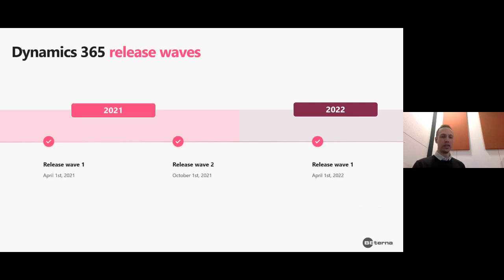So if we start with what these Dynamics 365 release waves are and why they are called release waves, for some of you if you are new and don't know that. Microsoft publishes a big batch of updates two times a year, and usually this happens at the start of April and at the start of October. So currently we are expecting this big wave of new updates that will be released on April 1st this year.